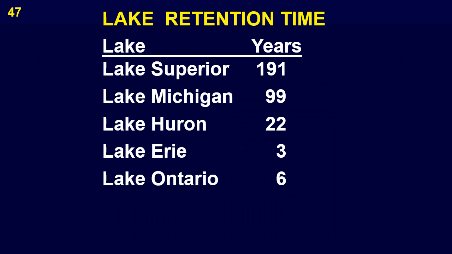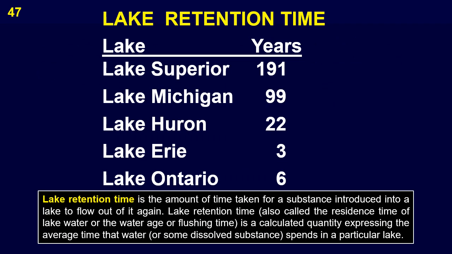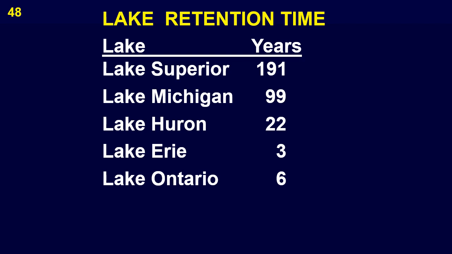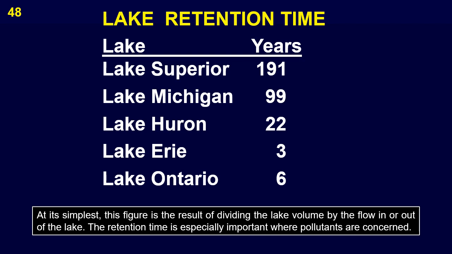Lake retention time is the amount of time taken for a substance introduced into a lake to flow out of it again. Lake retention time, also called the residence time of lake water, or the water age or flushing time, is a calculated quantity expressing the average time that water, or some dissolved substance, spends in a particular lake. At its simplest, this figure is the result of dividing the lake volume by the flow in or out of the lake. The retention time is especially important where pollutants are concerned.